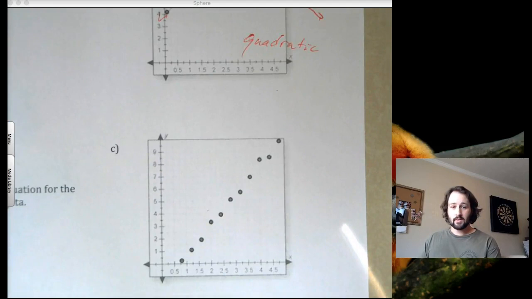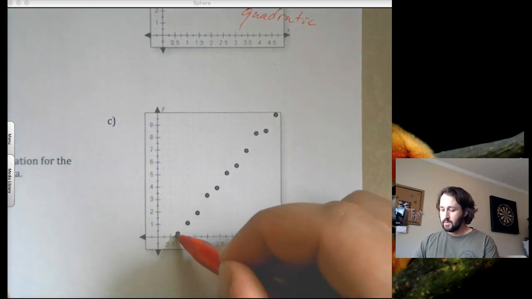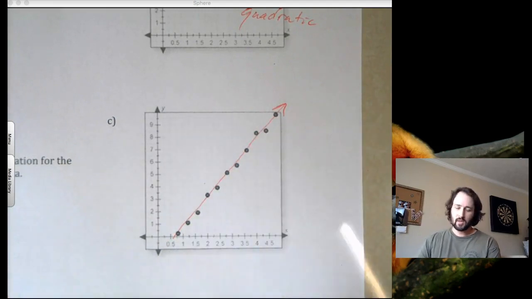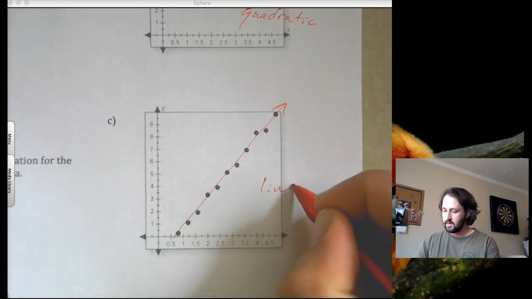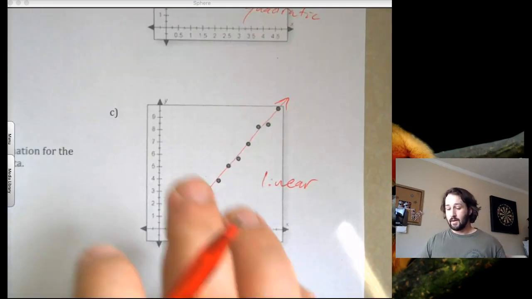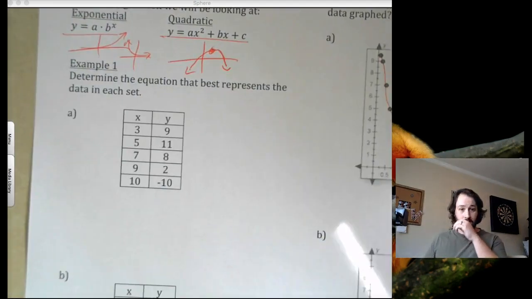And then our last one here, it just keeps going. If I were to try to draw a best fit, it's going in a straight line, so this is our linear, just like we were talking about in the last video. All right, other than that, let's do 3 of these, and then we'll be done.